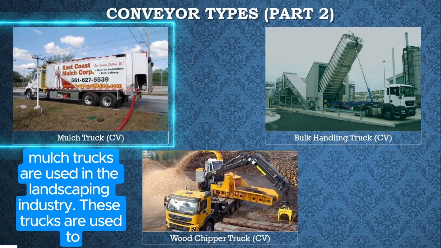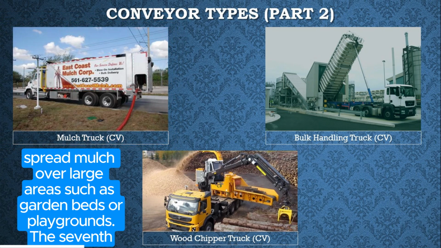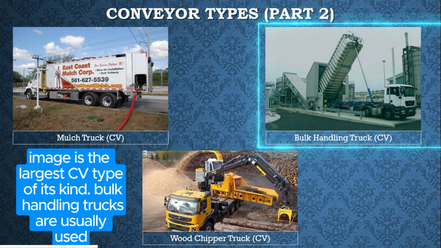Mulch trucks are used in the landscaping industry. These trucks are used to spread mulch over large areas such as garden beds or playgrounds. The seventh image is the largest CV type of its kind.